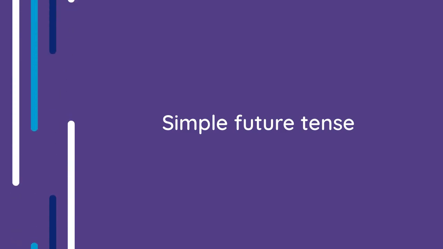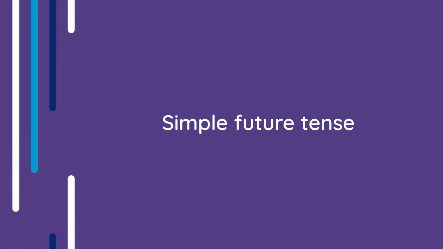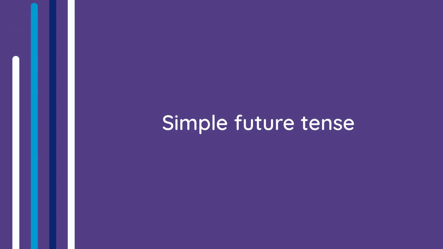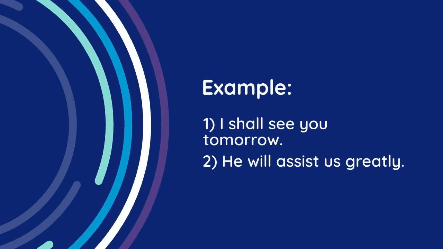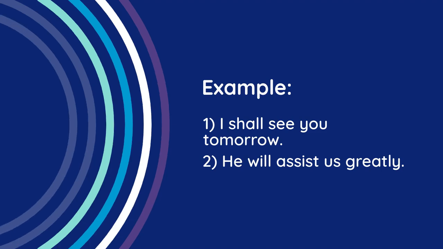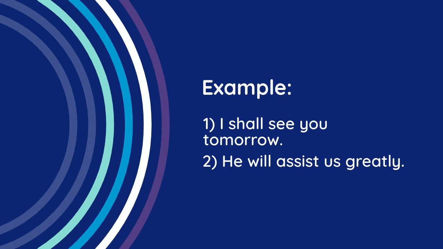Another tense here is the simple future tense. Now, the simple future tense indicates an action in the future. Like I said earlier, there is no particular form to indicate future time, so it uses the auxiliary shall or will. For instance, I shall see you tomorrow, or he will assist us greatly. Note that to form future tense, we use shall for the first person pronouns I and we, and we use will for the second and third person pronouns you, he, she, it, and they.